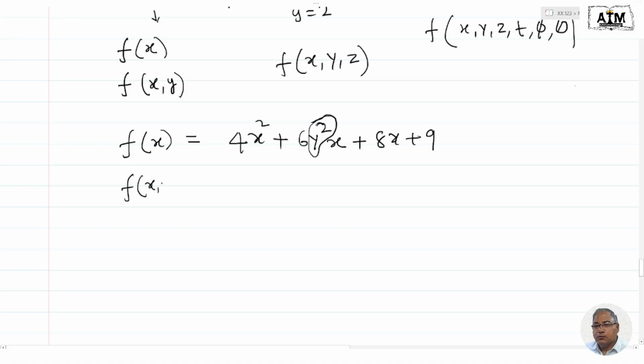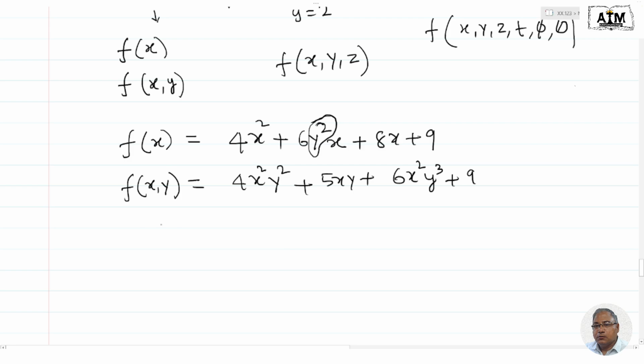Similarly, if it is two variables, x comma y, then x and y both are given importance, like 4x square y square plus 5xy plus 6x square y cube plus 9, like this. So it is a function of two variables because we pay attention to both of them.